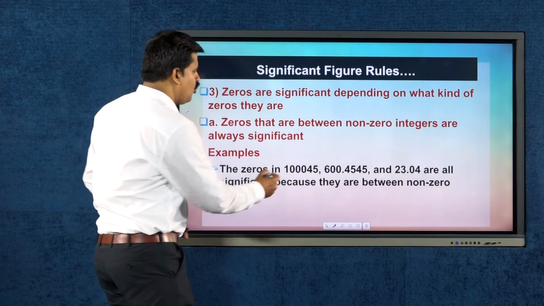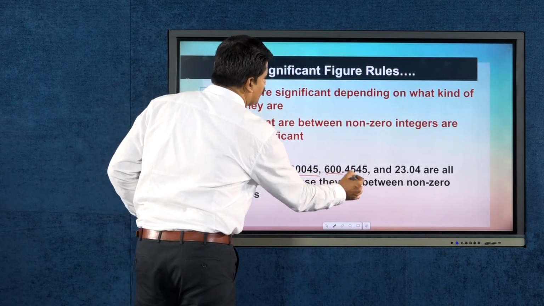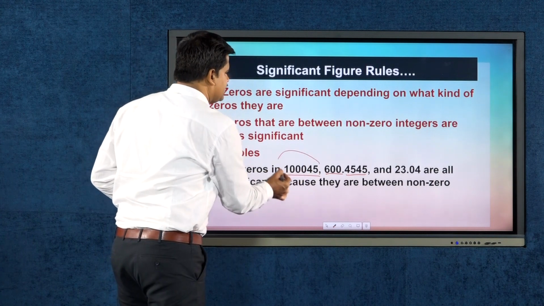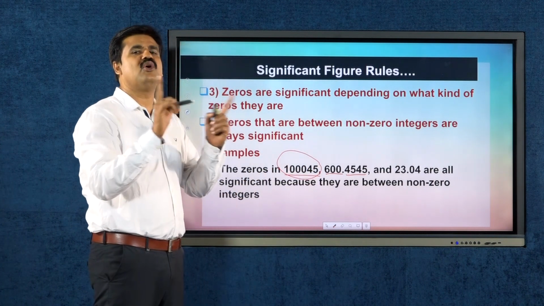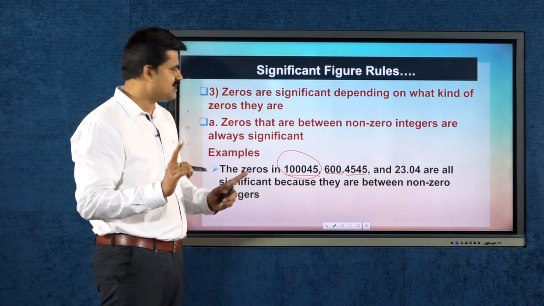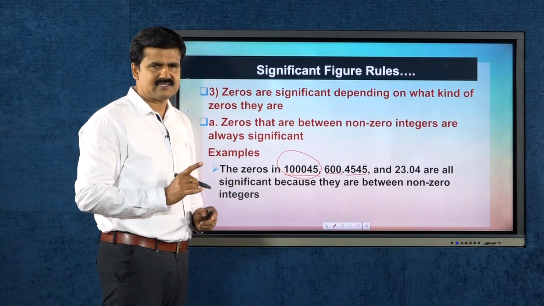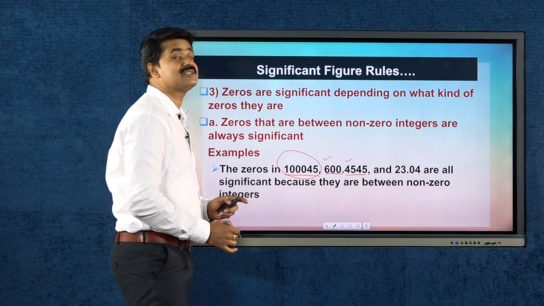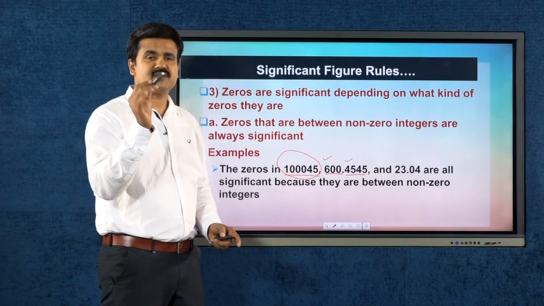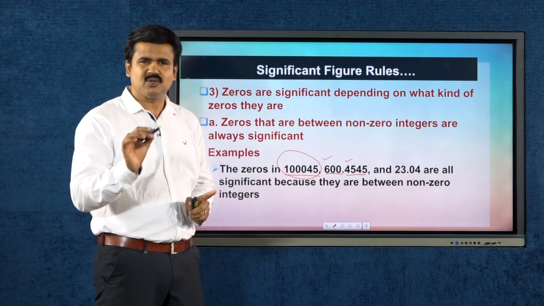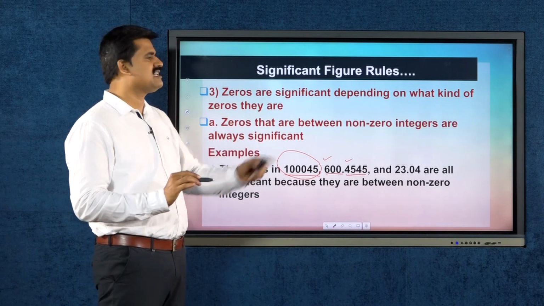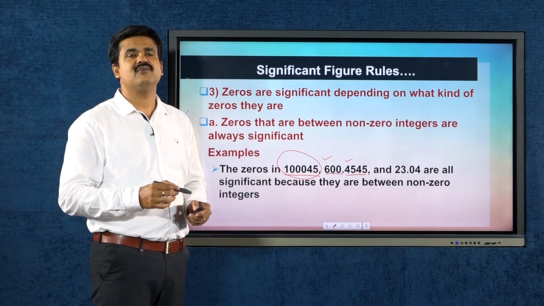The zeros in 1000045, 6004545 and 23.04 are all significant because they are between non-zero integers. Look at the first quantity. Here 3 zeros are there, and all of them are present between non-zero numbers. In the second, these 2 zeros are present between 6 and 4, which are non-zero numbers. In the case of 23.04, that 0 is present between 3 and 4, so that 0 is also significant. So, zeros that are between two non-zero digits are always significant.